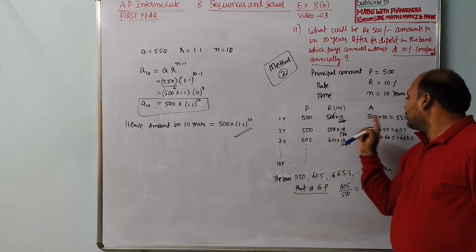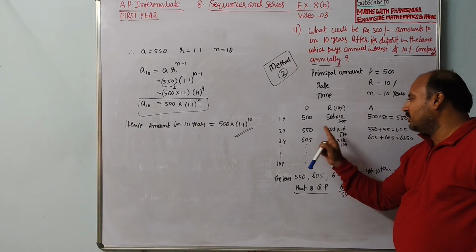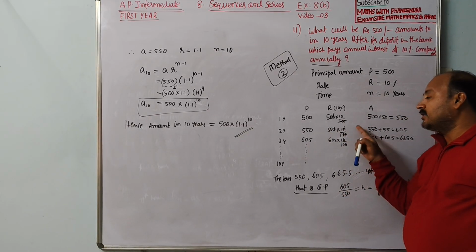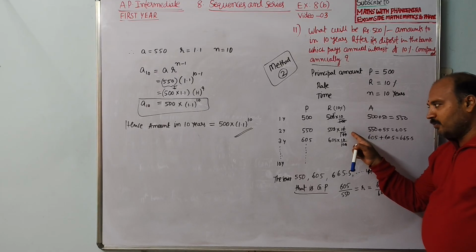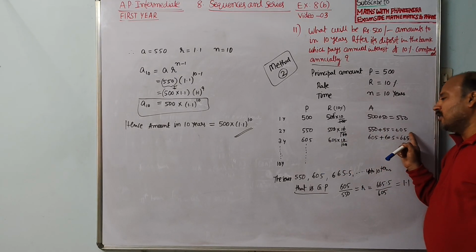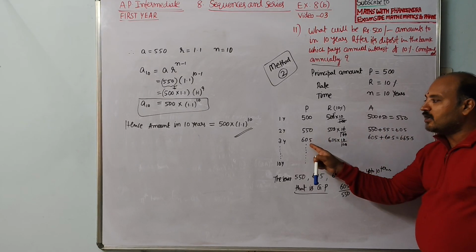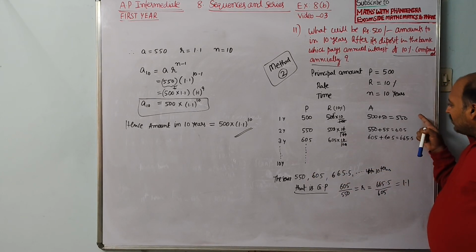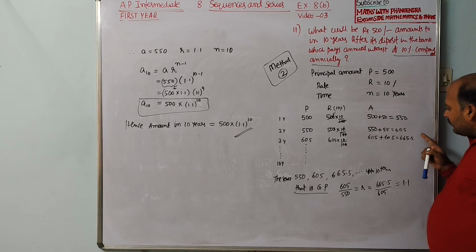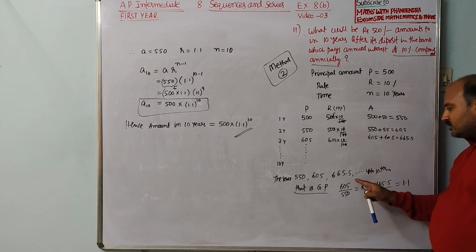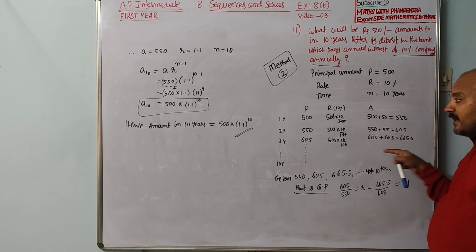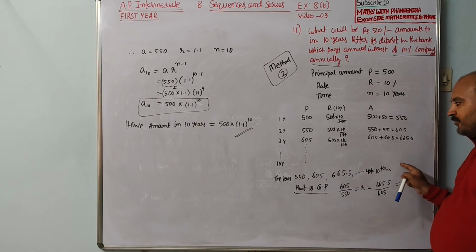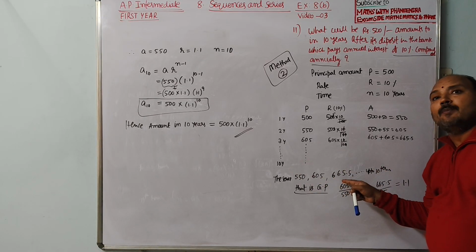For the second year, the 550 will be the principal amount, and again 10%, it will be 55 rupees. 550 plus 55 is 605. Again 605 is the third year principal amount, 10%. If you go like this, 550, 605, 665.5 and so on, total 10 years are there, means 10 terms are there. So it is absolutely geometrical progression.